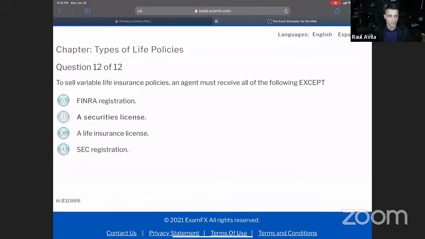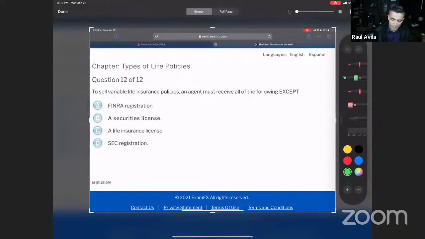Number 12 says, to sell variable life insurance policies, an agent must receive all of the following except. So right here it's talking about variable, right? You need to have a securities license for variable. You need to have a life insurance license for variable. And you need to have a connection with FINRA. All right, so the answer is D, okay? To sell variable life insurance policies, you need FINRA, you need a securities license, you need a life license.